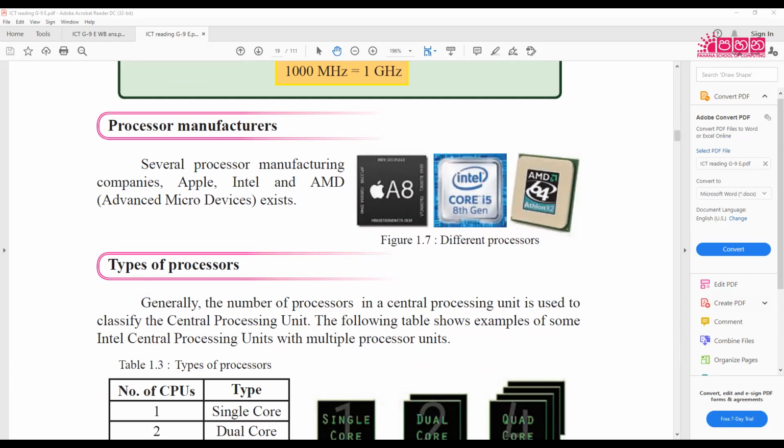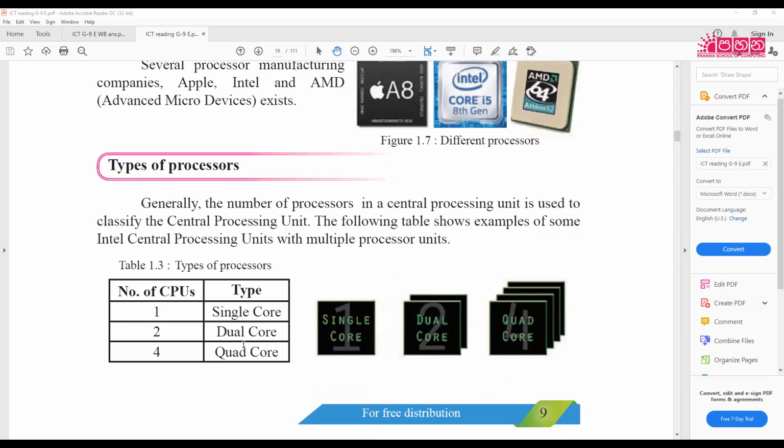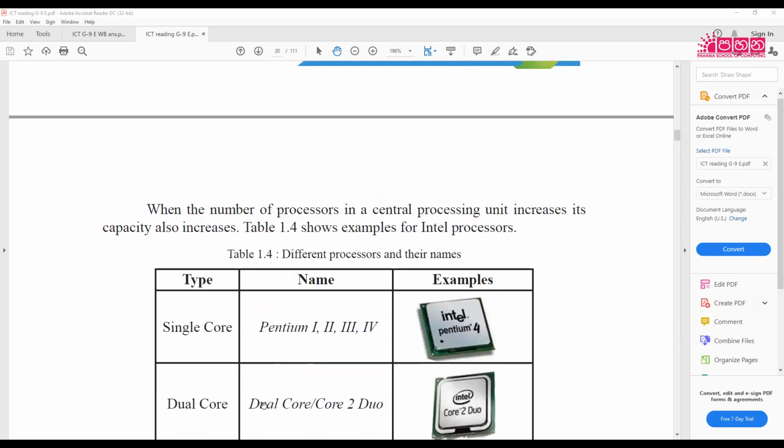Then the type of processor is also important. Some computers have one processing unit, which we call single core. Some processors have two processing units, which we call dual core. Some have four processing units, so quad core. The recent computers also have hexa core. Hexa means 6, so you have 6 CPUs inside the processor. They are very capable of performing calculations. So that part we discussed last time.